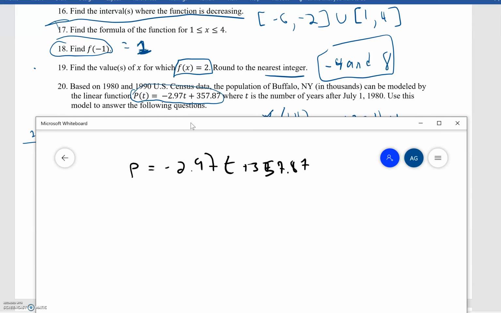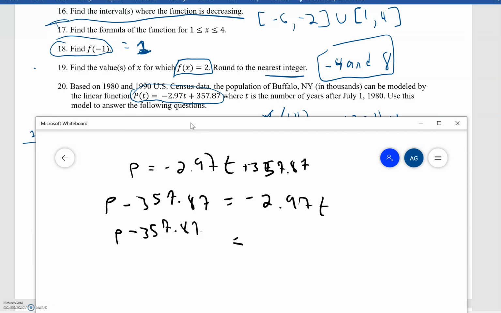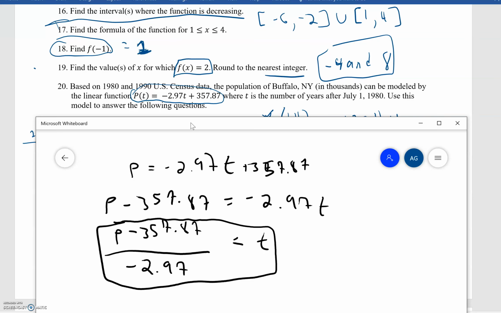That's our function. Now we want to solve this for t, basically. So we'll subtract 357.87 from both sides, and then simply divide by negative 2.97. And that is it. So finding the inverse of linear functions is a fairly simple process. It just involves a couple of steps. And there we go. There's our inverse.